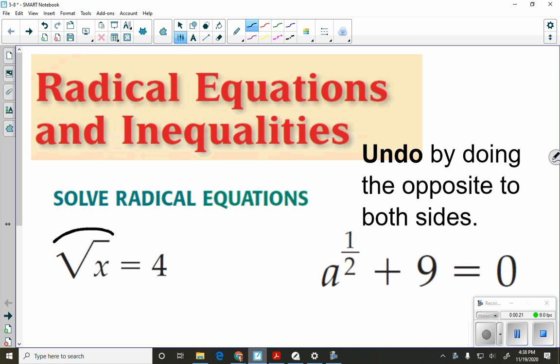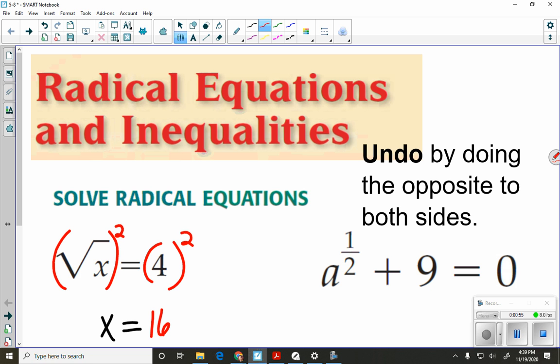So if you have right here this square root of x, and you know that it equals 4, we can undo it and get x equals by doing the opposite. Now, what is the opposite of a square root? Well, the opposite of a square root is squaring it. So what we're going to do today is take both sides of my equation and square the entire sides. So if I square a square root, the square of a square root is just that x. 4 squared is 16. And that is your answer.